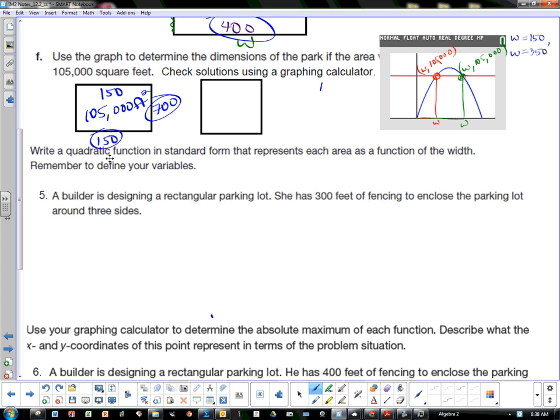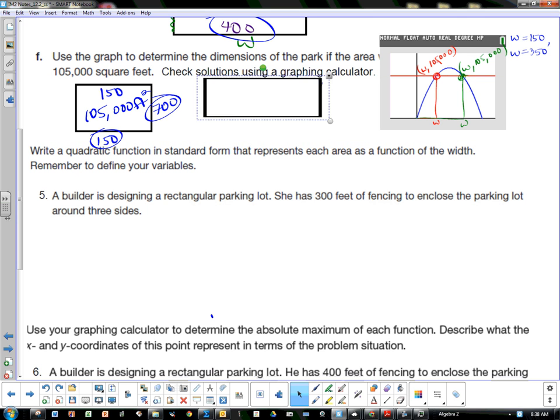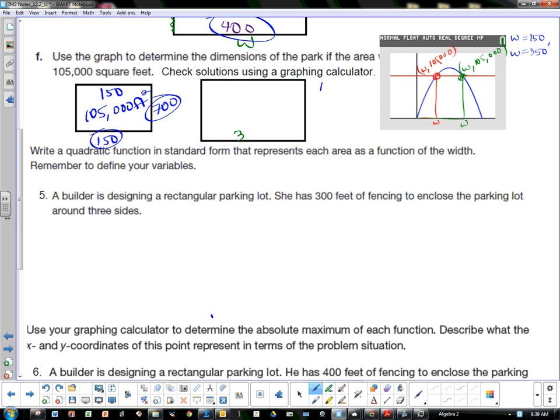But we have another option. The other option was a width of 350. My drawings are absolutely not drawn to scale, but that's okay. If this is 350, this is 350. Help me out. What's this one? 300. And what do you think 300 times 350 is? 105,000. Yes.